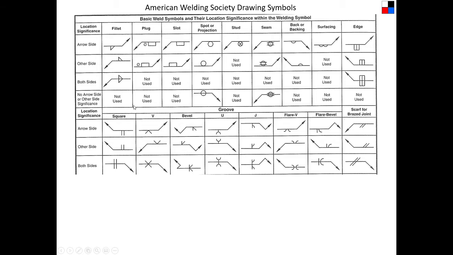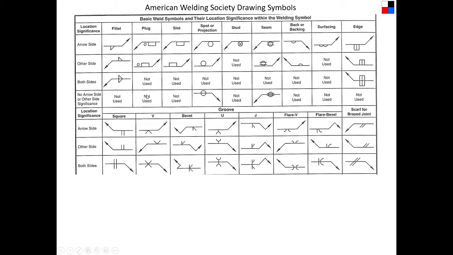So it's really an extensive list. If it's a triangle, it's a fillet weld, and you can see that the way that you look at this is these are all, well, I'm sorry, from right here to right here are the symbols for fillet welds, plug welds, slot welds, spot welds, stud welds, seam welds. And then down here is the groove type weld, so square, V, bevel, U, J, flare V, flare bevel.